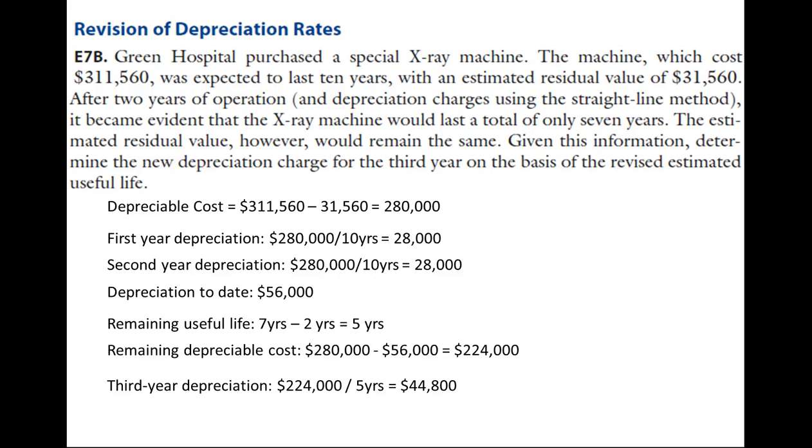So in the third year, we take the $224,000 divided by 5 years, and we come up with $44,800 as our annual depreciation for the third year. And if no other changes occur, that will be the amount that we depreciate for the remainder of the years as well. The journal entry will include a debit to depreciation expense for our X-ray machine and a credit to our contra asset accumulated depreciation for our X-ray machine in the amount of $44,800.